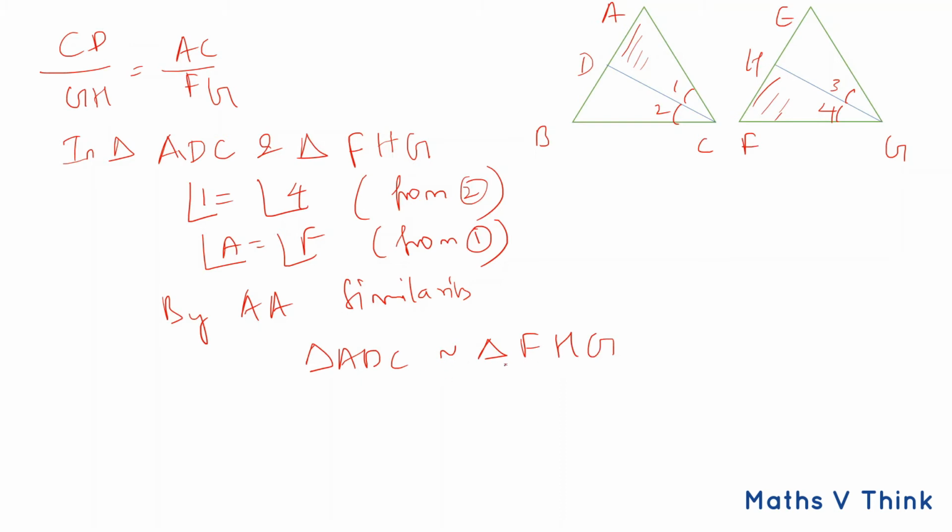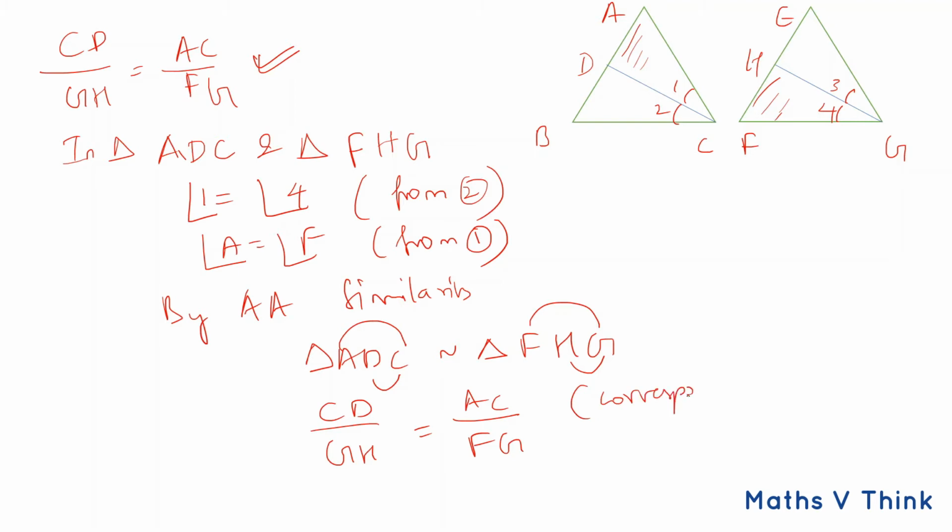Once I prove the similarity of triangles, I can tell that their corresponding sides will be proportional. So CD by GH is equal to AC by FG. Why? Because corresponding sides are proportional.